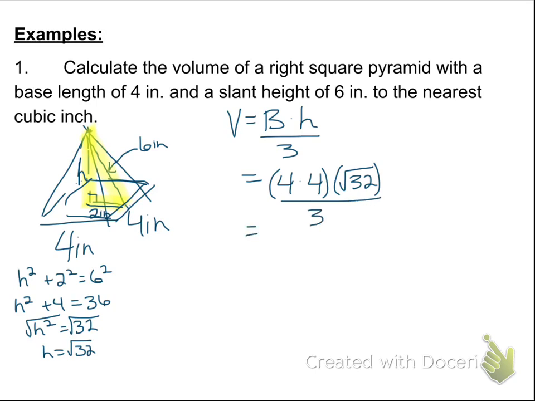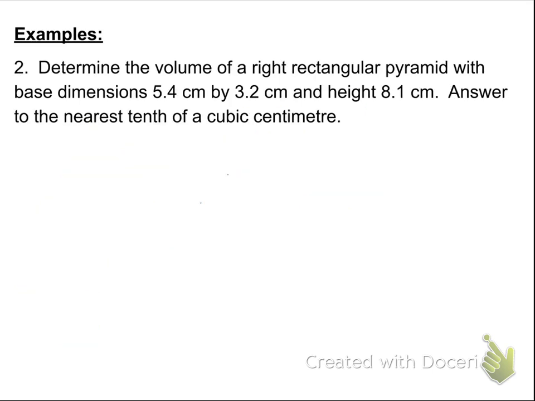So you do that multiplication and division, and it says to the nearest cubic inch. So we get something just over 30 cubic inches. So to the nearest cubic inch, we're just going to say 30 inches cubed. And that is how it's done.